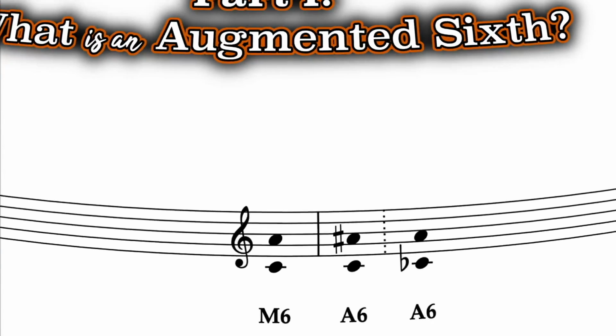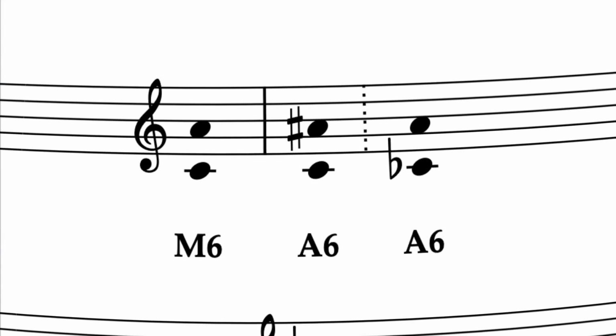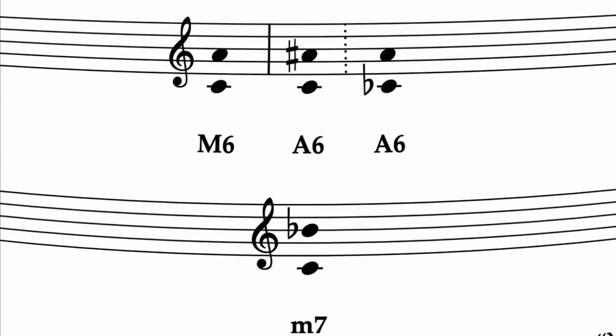Technically speaking, the augmented sixth refers to a specific type of interval that takes a major sixth and expands it by one half step, either by sharpening the upper note or, less commonly, flattening the lower note. It's enharmonically equivalent to the minor seventh. That is, they sound the same, but they have different functions.